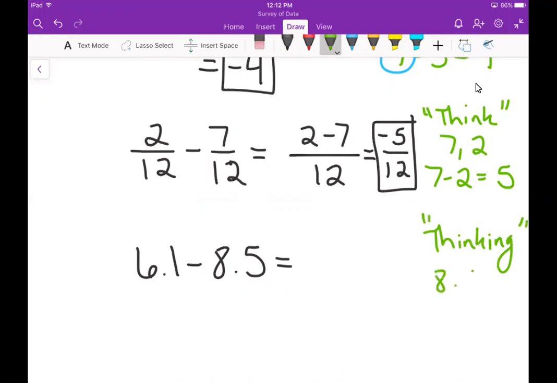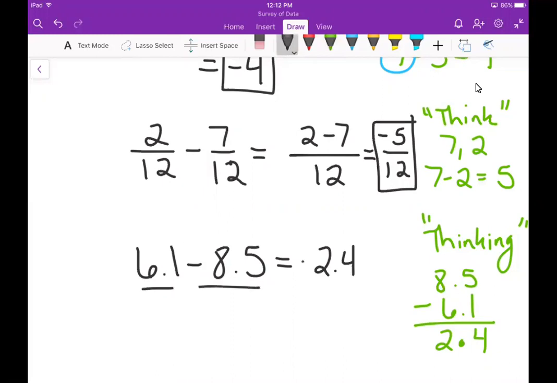So I think, okay, let's take 8.5 instead, the bigger number minus the smaller number. Remember with decimals, when you're subtracting, the decimal always goes in the same place. So here we just take 5 minus 1, which is 4, and 8 minus 6, which is 2. So my final answer should be 2.4, but again, I took more away than I had, so this answer should be a negative 2.4.